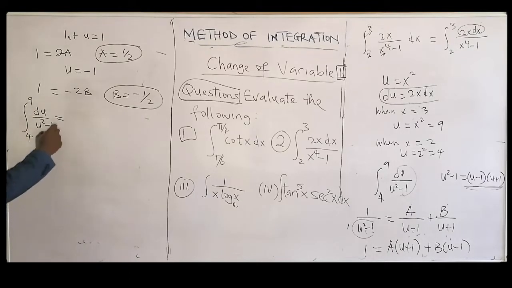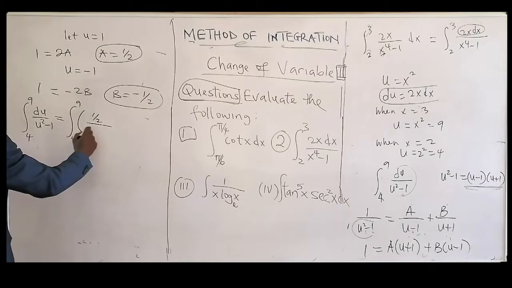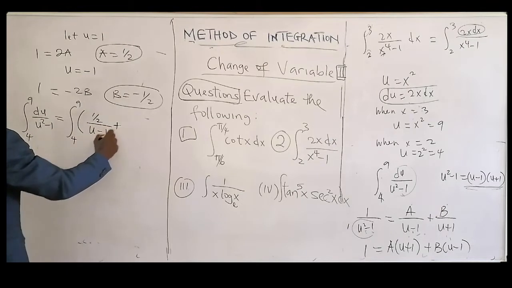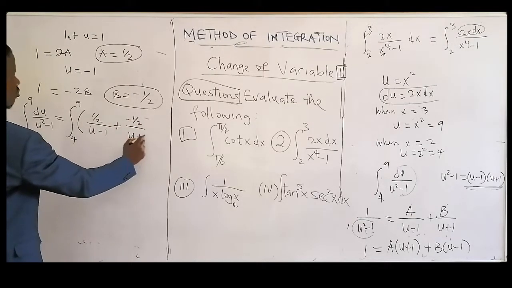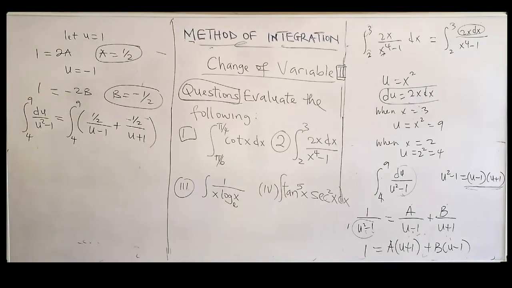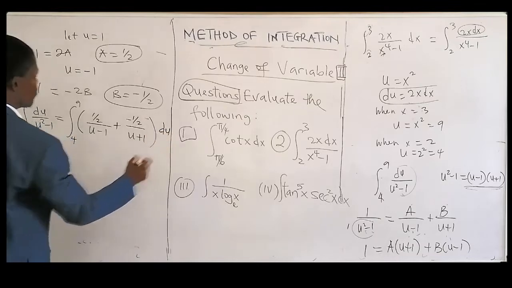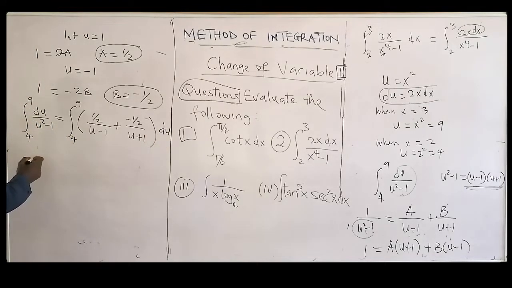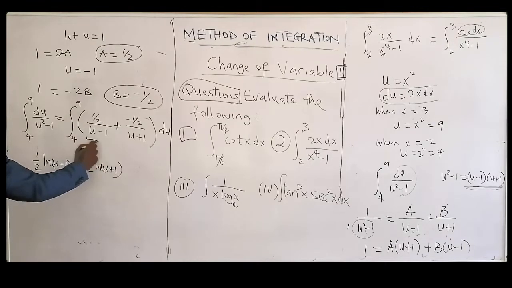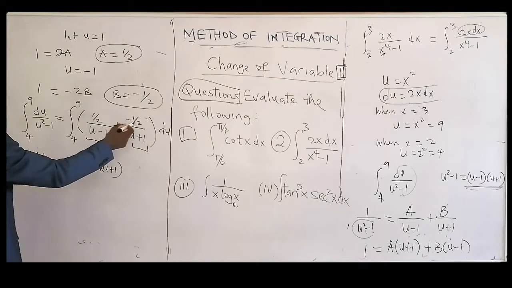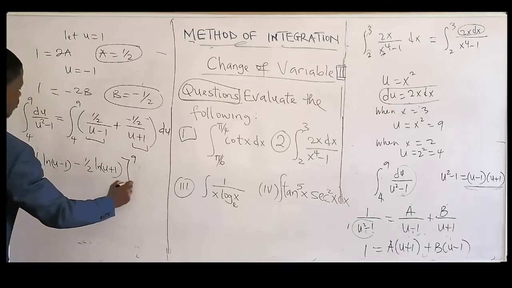So then my integral of du over u squared minus 1 from 4 to 9 will now become the integral of a, which is half over u minus 1, plus b, which is minus half over u plus 1, du. Which will give us half ln u minus 1 minus half ln u plus 1. If you integrate this, the half can come outside the integration, this one also. Then you begin to put your values there.